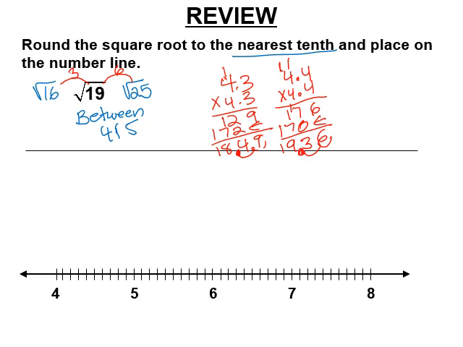Yeah, 4.4 squared is 19.36. That's 36 hundredths away from 19. 18.49 is 51 hundredths away. 49 plus 51 adds up to 100. So 4.4 is just a little bit closer. So it's 4.4 approximately, to the nearest tenth. And so 1, 2, 3, 4. We would put square root of 19 right there on a number line.